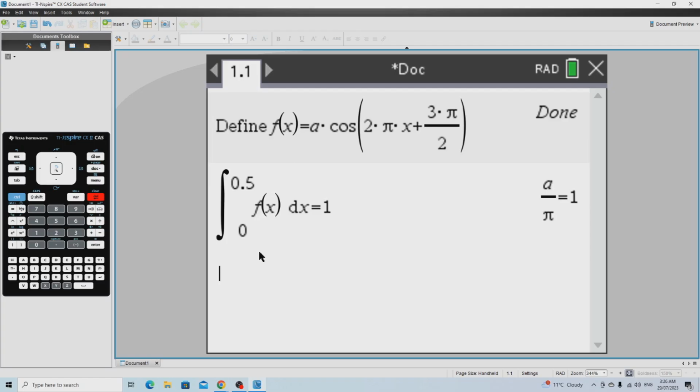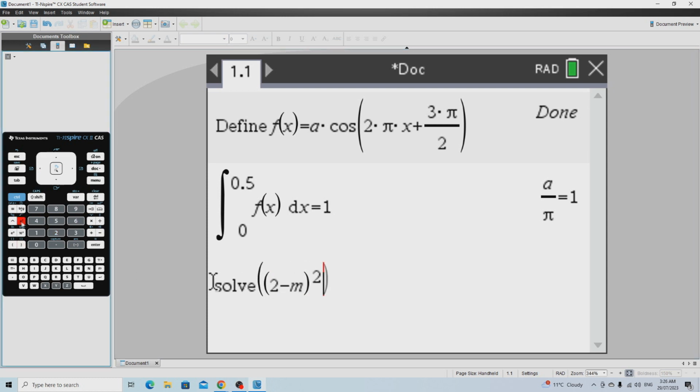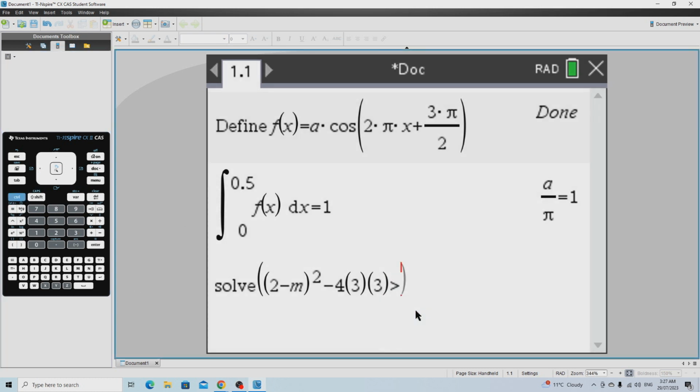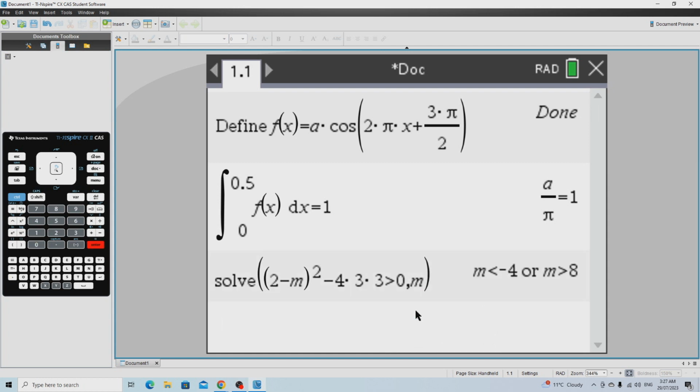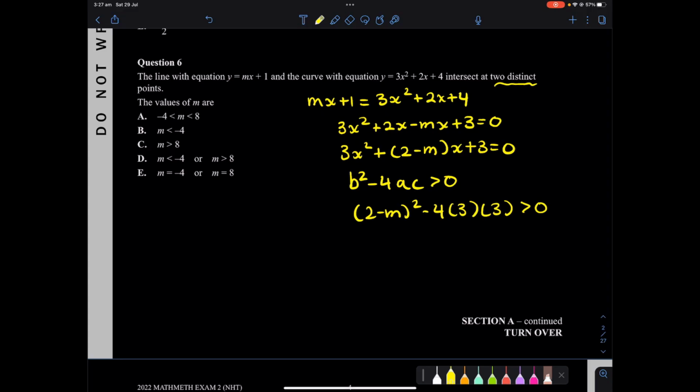So I'm just going to put this in my calculator and solve. So we're saying, okay, solve 2 minus m squared minus 4 times 3 times 3 to be greater than 0, comma m. So we get m is less than negative 4 and m is greater than 8. So we'll write that down: m is less than negative 4 and m is greater than 8. So your answer is D.